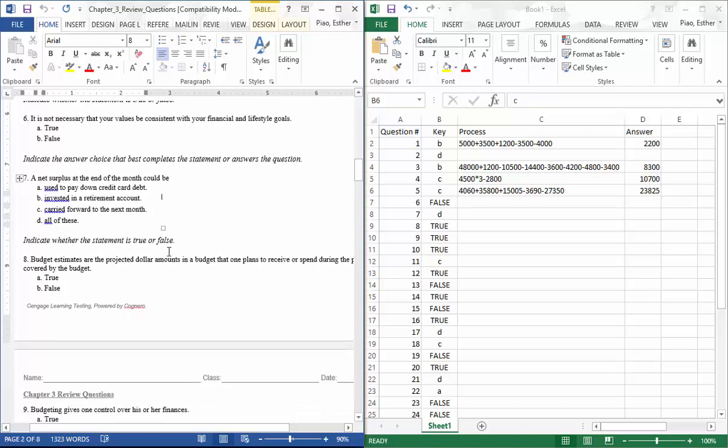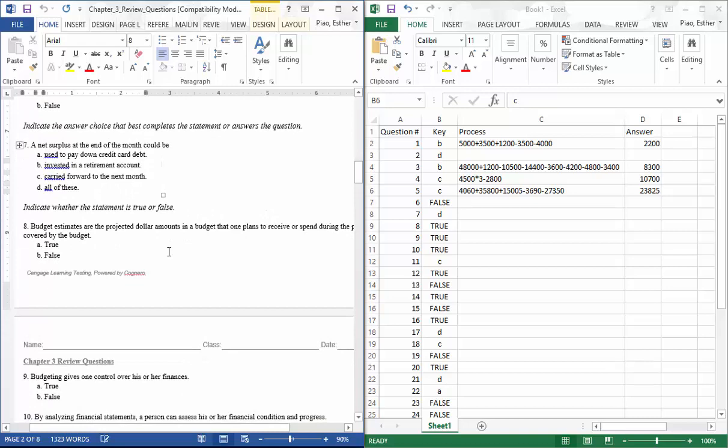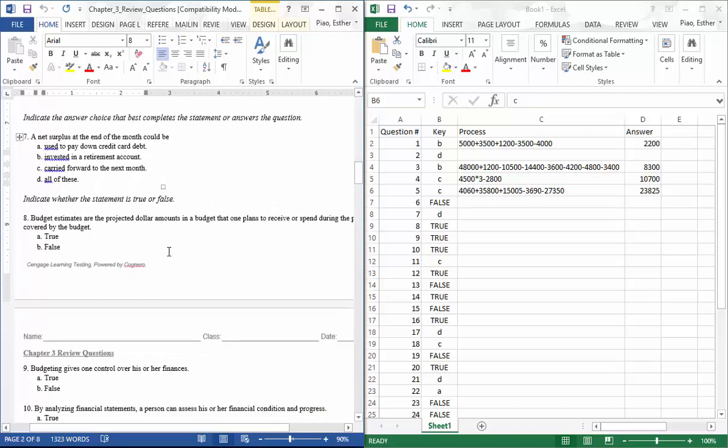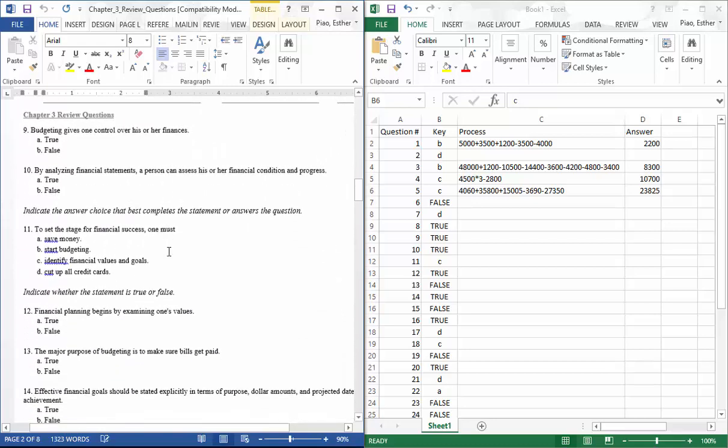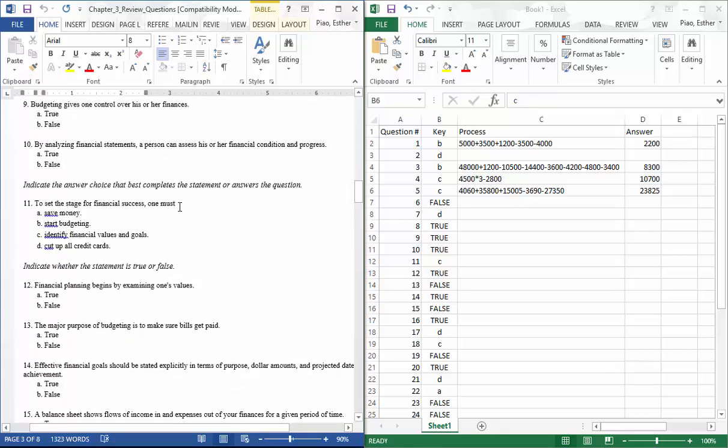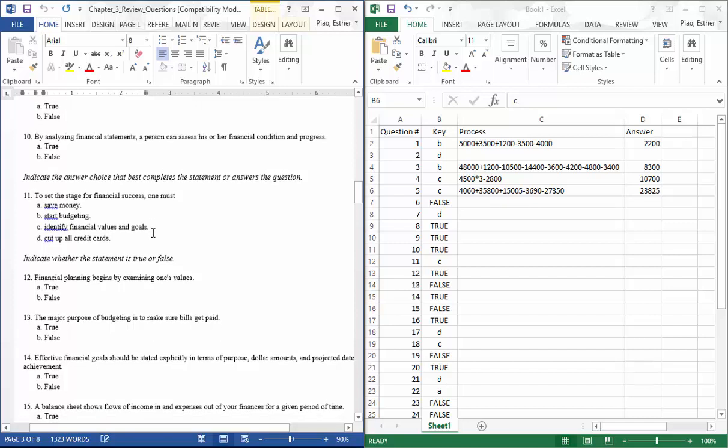Let me scroll a little bit to see what are some tricky questions. Number 11, maybe we need to take a look at number 11. To set the stage for financial success, one must... saving money and making a budget is not the first priority. Rather, identifying financial values and goals is going to be the first priority. So 11 is C.